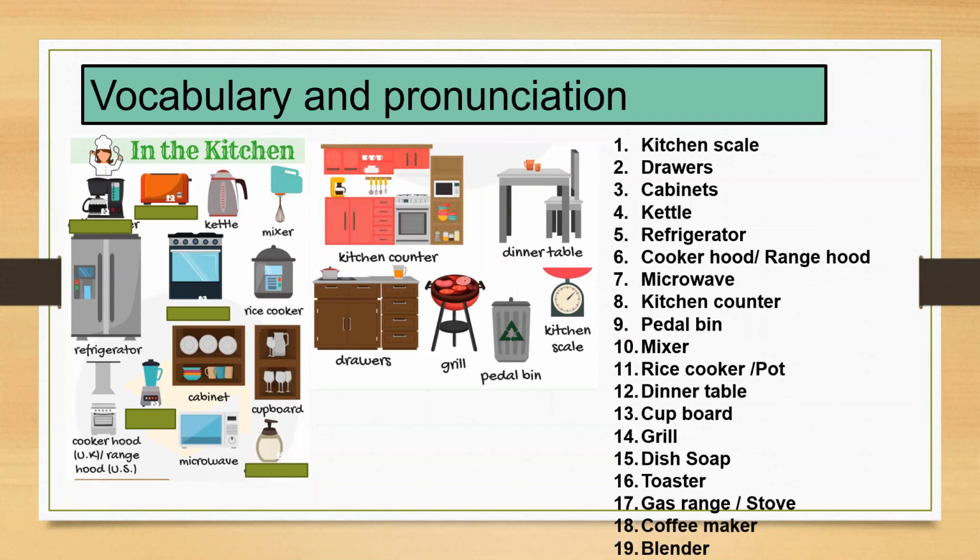Dish soap. Jabón para platos. Es el jabón que utilizamos normalmente to wash the dishes, right? The toaster. What's the meaning of toaster? Tostadora. Very good. Gas range or stove? Estufa. Normalmente es la estufa, ¿no? And we usually call it stove here in America, okay? A coffee maker, that's pretty easy, right? The coffee maker. And finally, the blender.